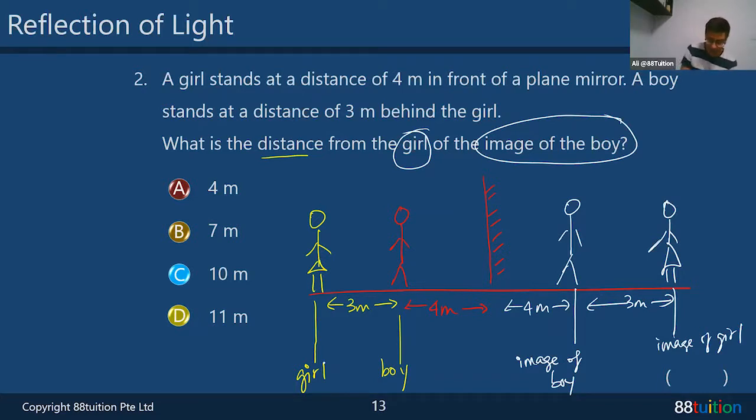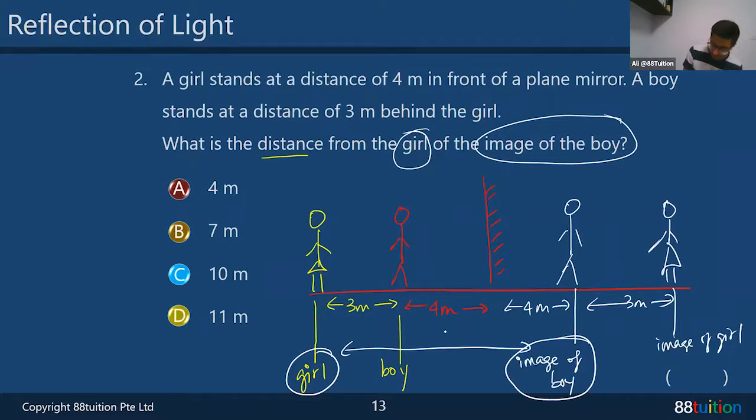So girl, I circle here. Image of the boy, I circle. So I need the total distance here? 3 plus 4 plus 4. Very good. Okay, please take note.